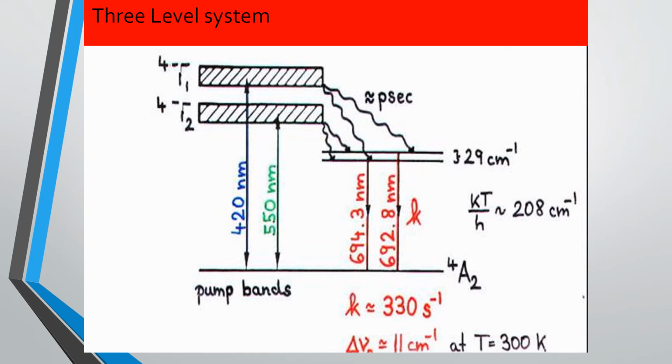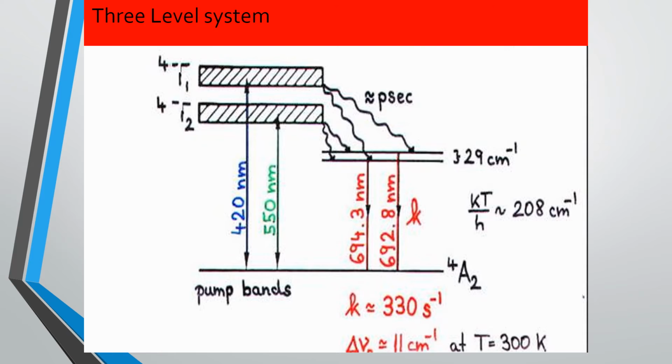Spontaneous emission occurs after picoseconds, and all the chromium atoms at this level, 3.29 centimeter inverse, come down by triggering, stimulated emission occurs, and a red photon or red laser light is obtained, which corresponds to 694.3 nanometers or 692.8 nanometers. They are close wavelengths, corresponding to the red color. That's why red laser is obtained.